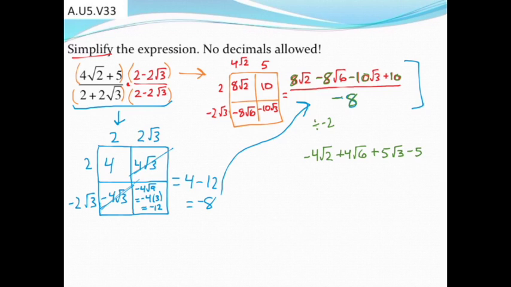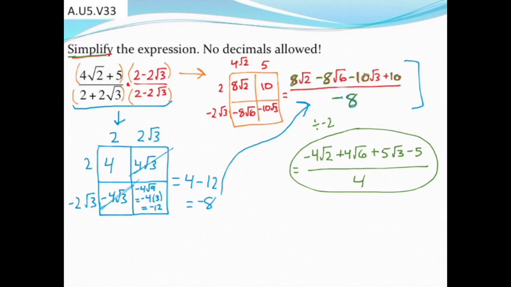And when I divide that bottom, negative 8 by negative 2, I end up with a positive 4, which was my goal. And so this monstrosity is actually considered my simplified expression. I know I'd be the first one to say there's no way that looks simpler than where I started, but what is simpler about it is it does not have any radicals in the denominator, which was our goal.